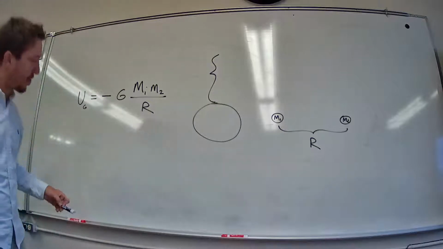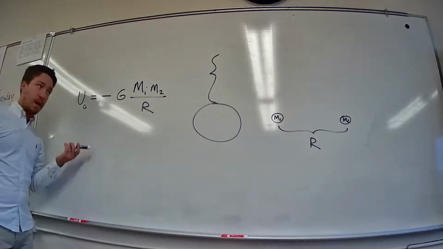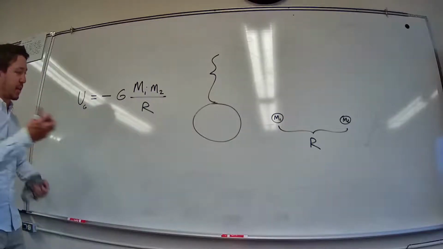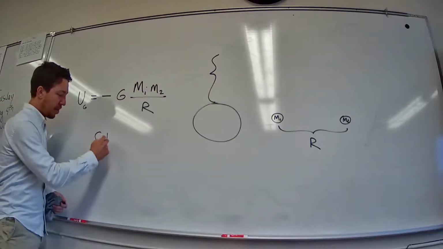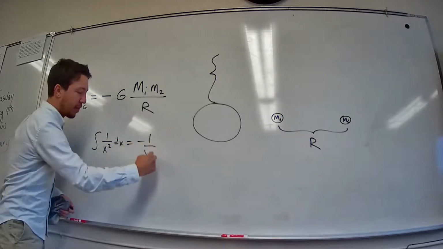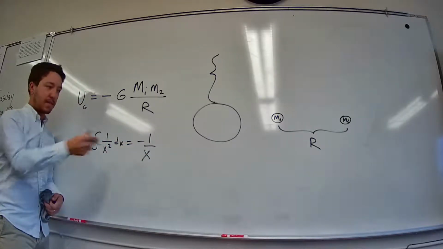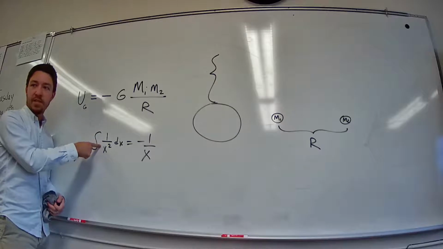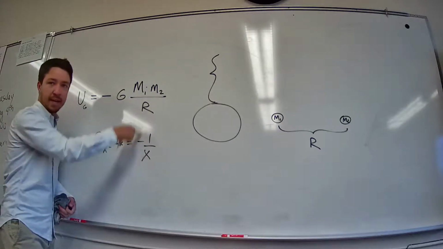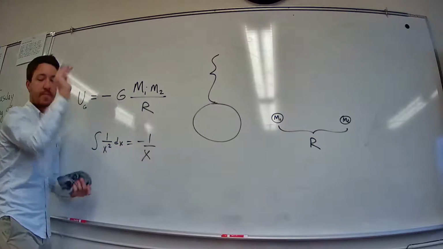So for you calculus fans out there, you might be thinking, actually that kind of makes sense, because the integral of 1 over x squared would be negative 1 over x, wouldn't it? And that's our force function, like 1 over r squared, and our energy function is negative 1 over r. Right?